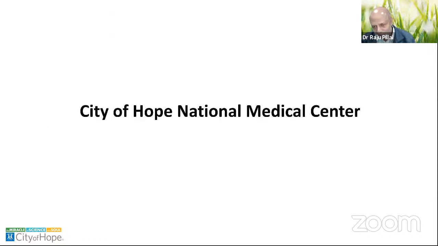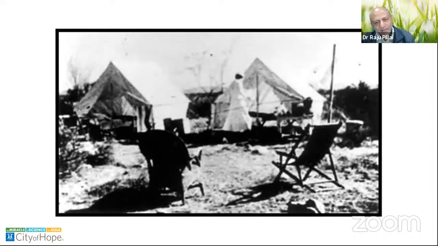So for the last 3 or 4 minutes, I'll give you some interesting history about City of Hope. It started over 110 years ago as a TB sanatorium, and this is one of the first pictures of 2 little canvas sheds that were put up to get the TB patients out of Los Angeles, where at that time air and sun were the only treatment available in 1910. So this was to get them out of the city.